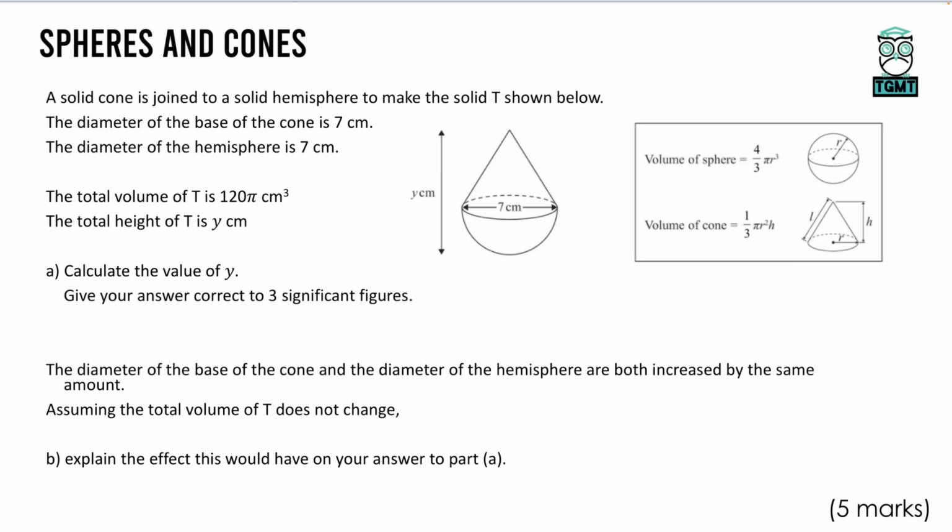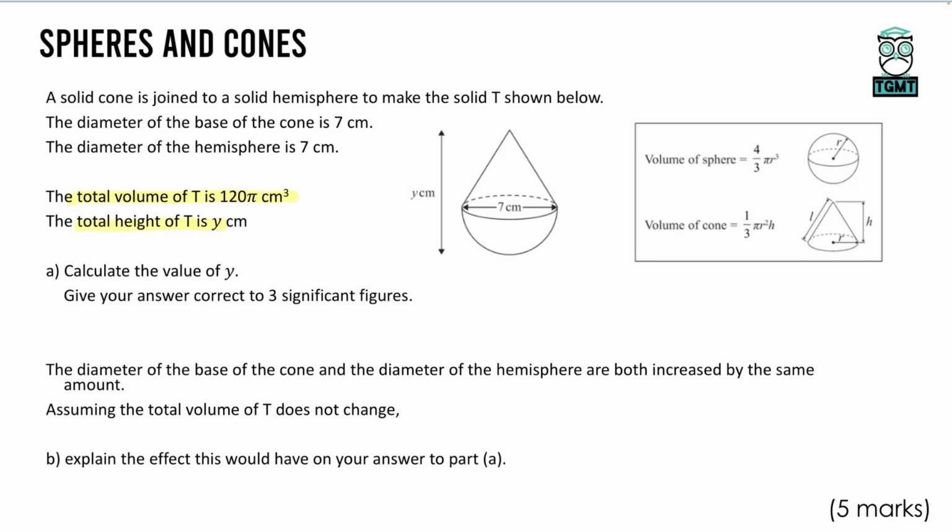Okay, so looking at some spheres and cones. Now we are given the formulas for these, but the questions, particularly ones like this where we have a compound shape, where we have a sort of hemisphere and a cone put together, we need to think through this question very carefully. So it says the total volume of T is 120 pi.